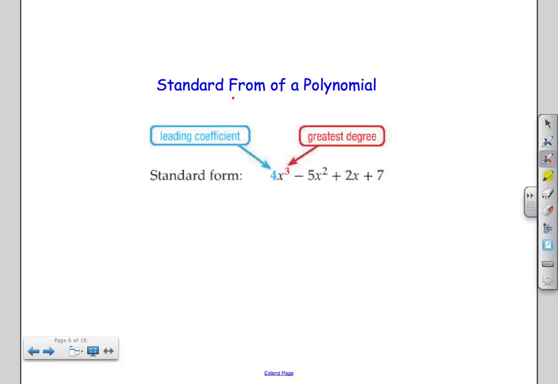I misspelled this: it's standard form of a polynomial, not standard from. Standard form of a polynomial, all right? With the standard form, you always go in greatest degree order to least degree order. So x cubed comes before the x squared, comes before the x, comes before the constant.